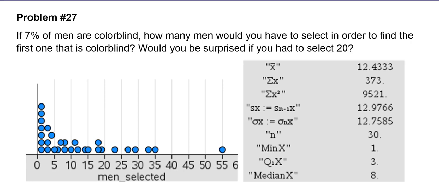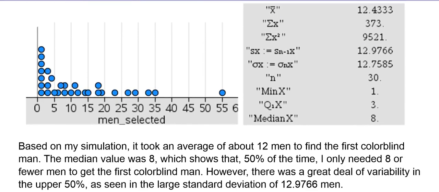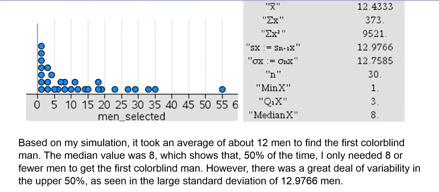So how do you answer the question using the statistics and the graphs? The first question is, how many men would you have to select? Well, obviously, there's a great deal of variability here. But you can comment on that variability by describing the graph and by looking at the statistics. Here's how I answered the question. Based on my simulation, it took an average of about 12 men, because I got that from the data and the statistics, to find the first colorblind man.